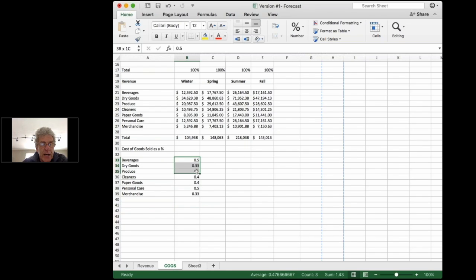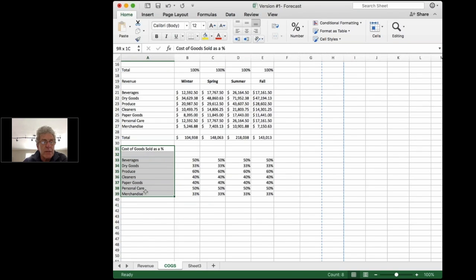So now we're going to highlight all these like that. We're going to change those into a percent. Okay. And then we're going to copy them across. So you now have your cost of goods sold percentages. All right. From that, we can now figure out our cost of goods sold in dollars. Watch this. We're going to copy that down here.